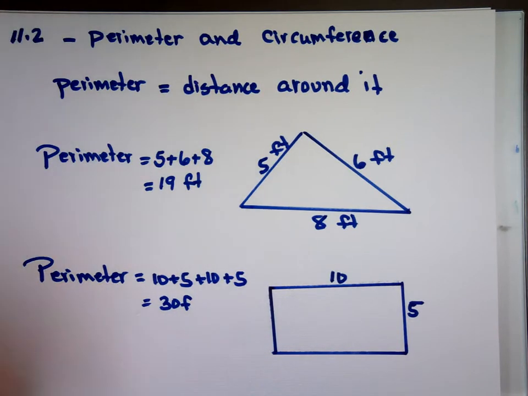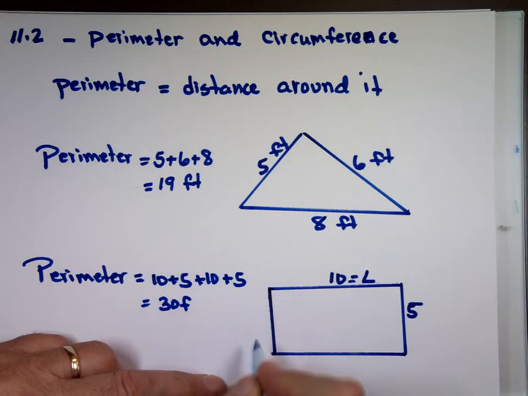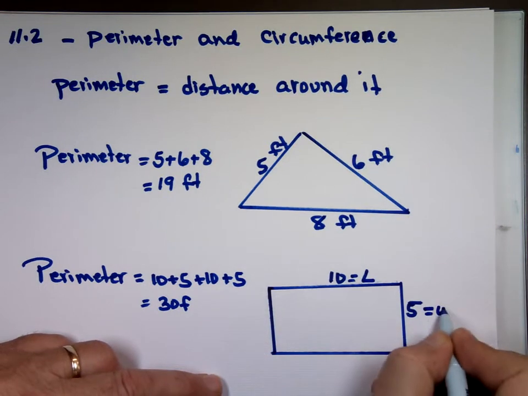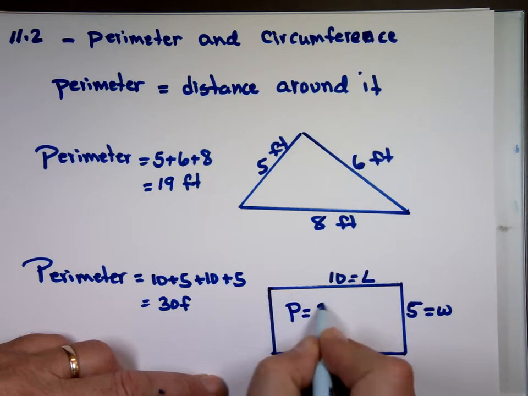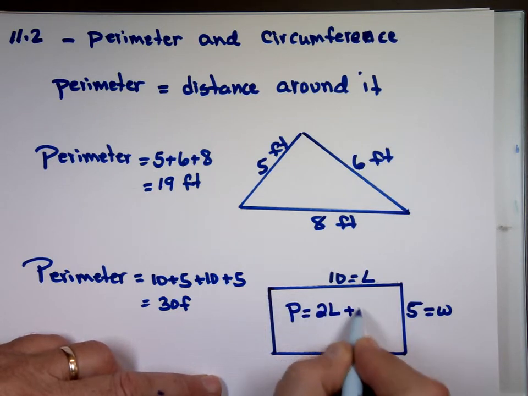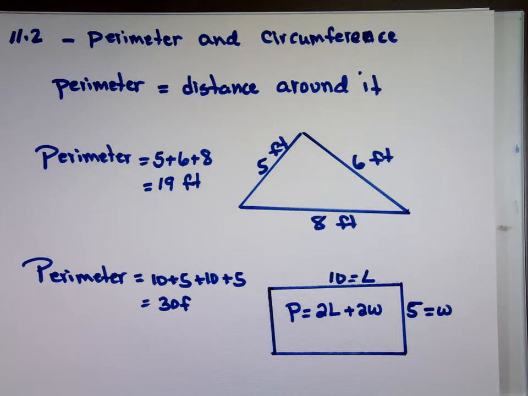Now, if you look at that number, it looks like we have 2 10s, right? And we have 2 5s. The 10 is actually the length of that shape, isn't it? And the 5, isn't that the width of it? So really, the perimeter of a rectangular shape is twice the length plus twice the width. 2 times the length plus 2 times the width. So if you don't want to add all the sides, that's one way to get it.